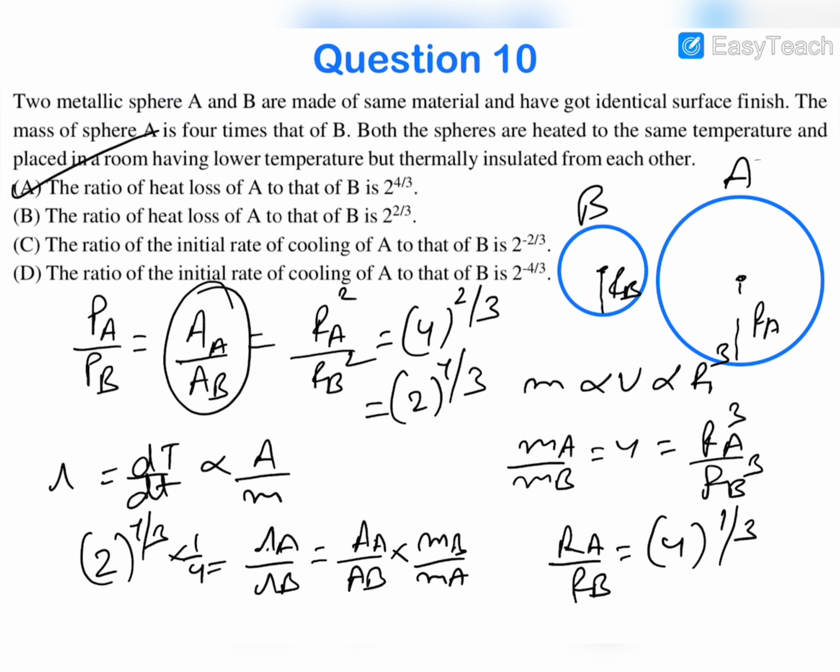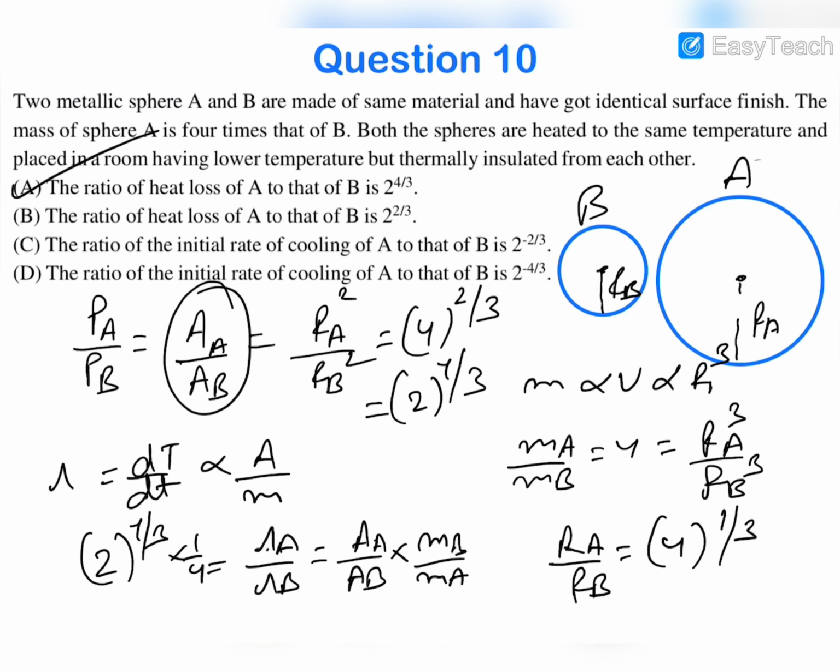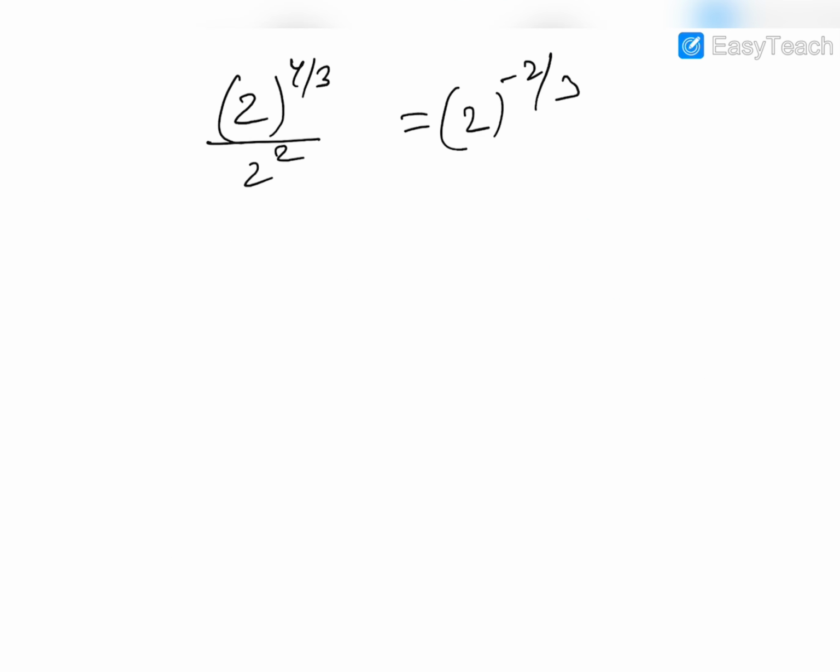4 can be written as 2 to the power 2, so it would be equal to 2 to the power 4 by 3 upon 2 to the power 2, which is 2 to the power minus 2 by 3. So the correct option will be C. So the correct answers are A and C. Now we move on to the next question.